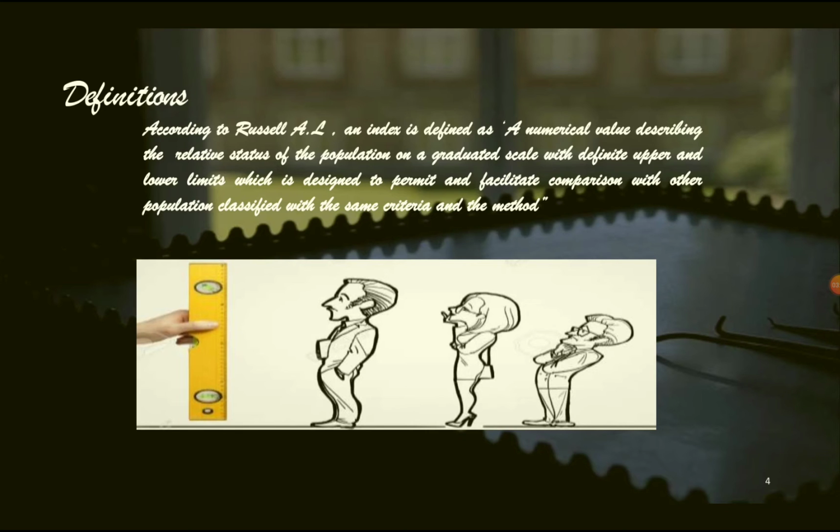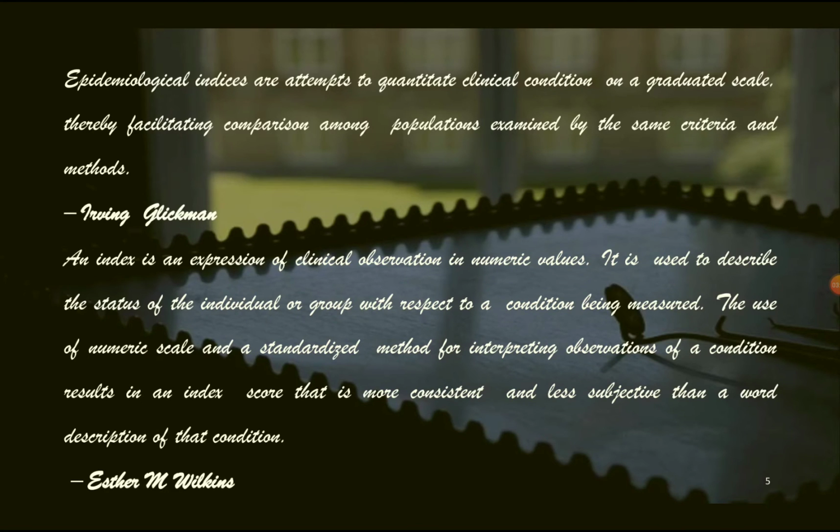So it is a numerical value describing the status of a population on a graduated scale with defined upper and lower limits, which is designed to permit and facilitate comparison. We are comparing one person with another person, or one population with another population, classified by the same criteria and methods. Epidemiological indices are attempts to quantitate clinical conditions on a graduated scale, thereby facilitating comparison among populations examined by the same criteria and methods. That is given by Irving Glickman.